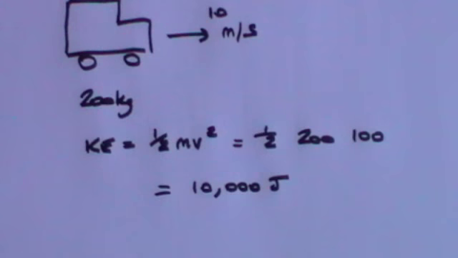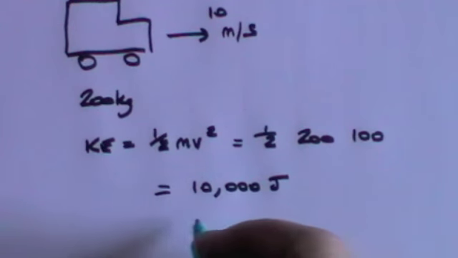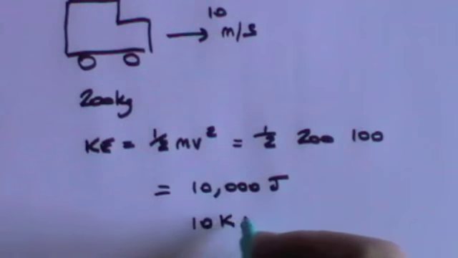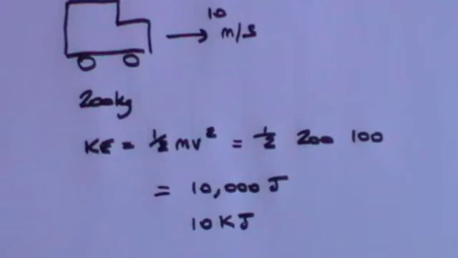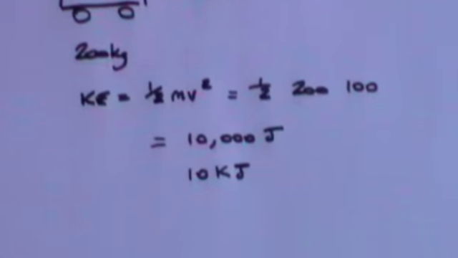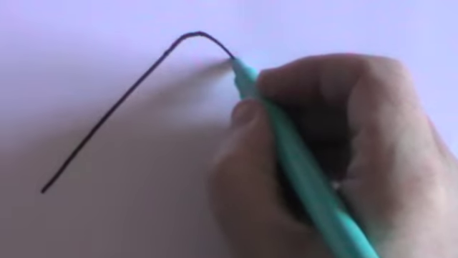So the kinetic energy of that car is 10,000 joules, and as we said, you can also write that as 10 kilojoules, because the K represents 1,000, so 10,000 is the same as 10K. Here's another question. We have part of a roller coaster. The part where the car gets pulled up until it gets to the top and then it begins to come back down again.